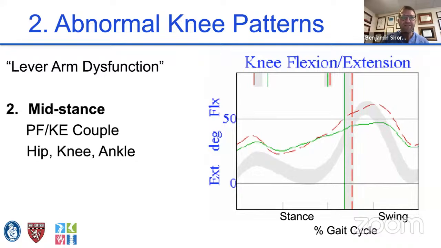In mid-stance, kids don't get to terminal extension, and they often don't get there because they have various degrees of lever arm dysfunction. And remember, lever arm dysfunction is related to torsional abnormalities through the ankle, foot, and hip that are affecting the plantar flexion knee extension couple and the ground reaction force, which is coming up through the ankle.